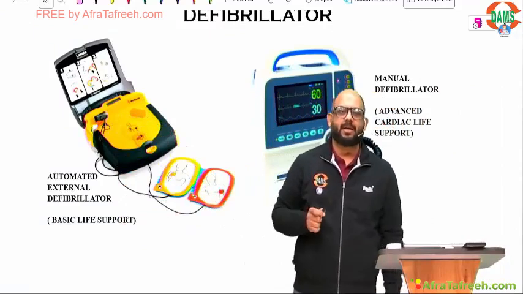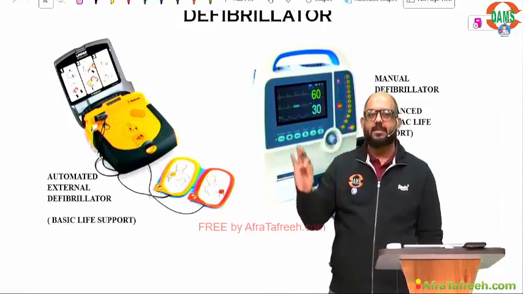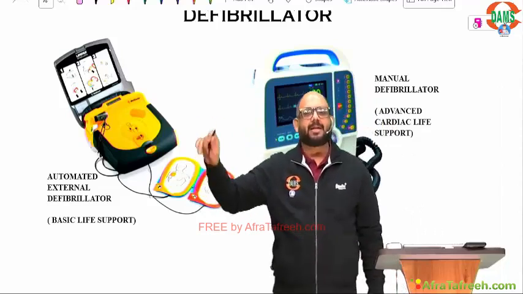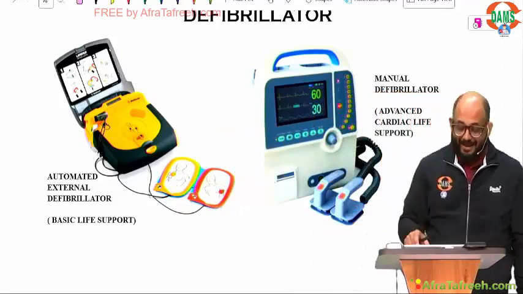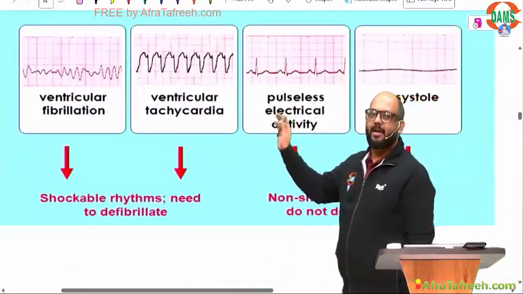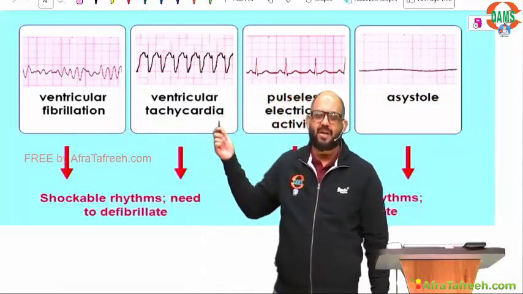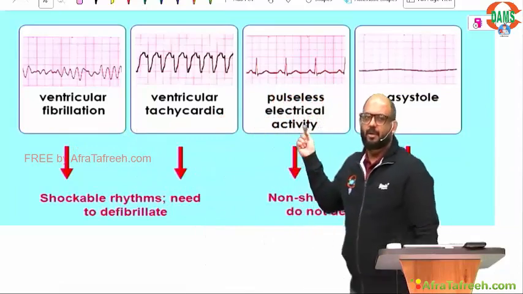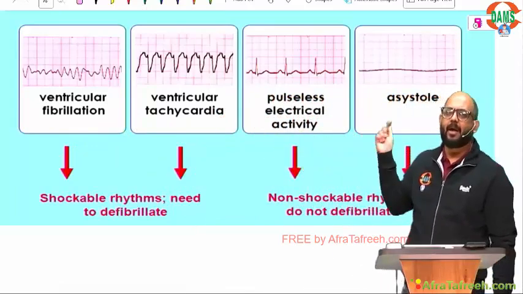Automated external defibrillator used in BLS. One simple device, switch it on, it will analyze, it will deliver the shock. Manual defibrillator used in ACLS. This is the crux of cardiac arrest rhythms. Two rhythms that are shockable, which is VF and VT. Two rhythms that are non-shockable, pulseless electrical activity, PEA, and asystole.